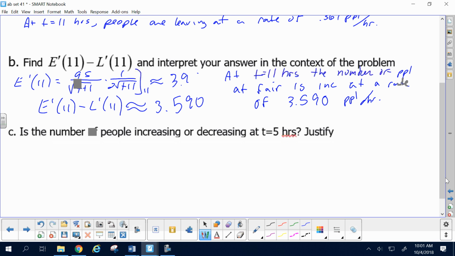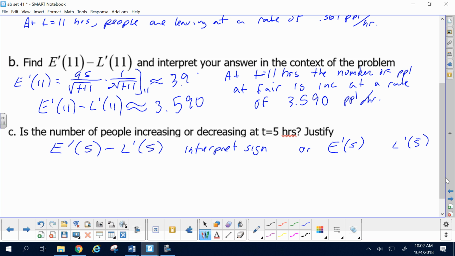Keep trying. Is the number of people increasing or decreasing at time equal 5? There are two approaches to this. You could say enter rate at 5 minus leave rate at 5 and interpret the sign. Or you could find enter rate at 5, leave rate at 5, and then compare. Both of those are satisfactory ways to approach the problem.